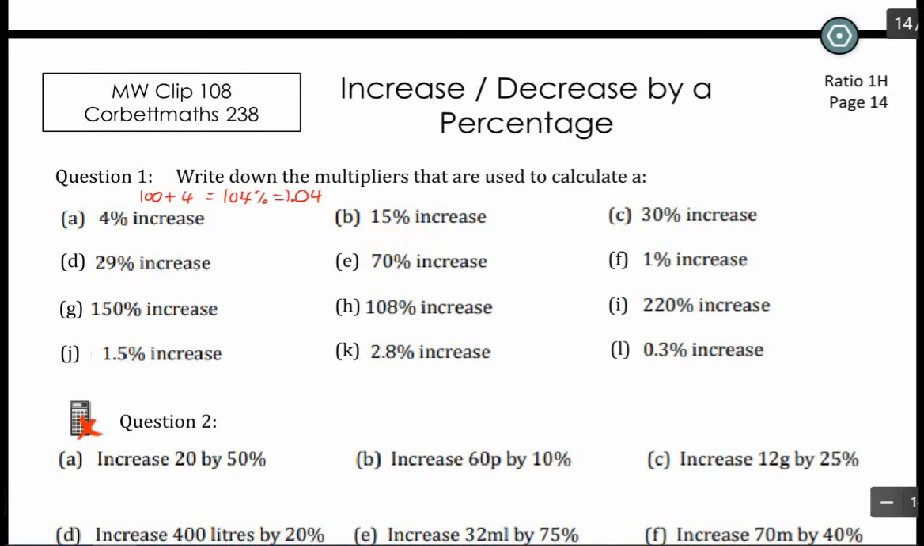So the decimal multiplier is 1.04. And part B, to increase by 15%, 100% plus 15% is 115%. 115% as a decimal is 1.15. Okay, and so it goes on from there. 30% increase, that's going to be 130%, so 1.30. You don't need the 0, so you could just put 1.3.